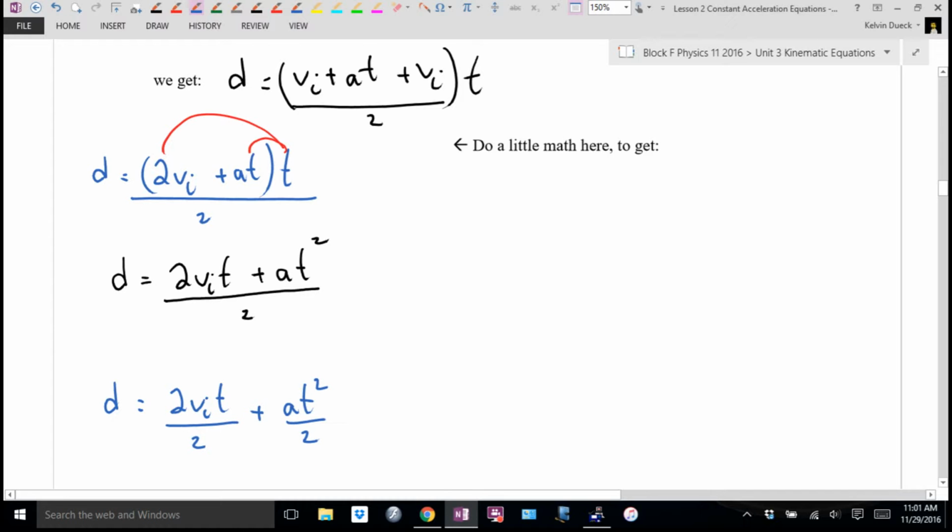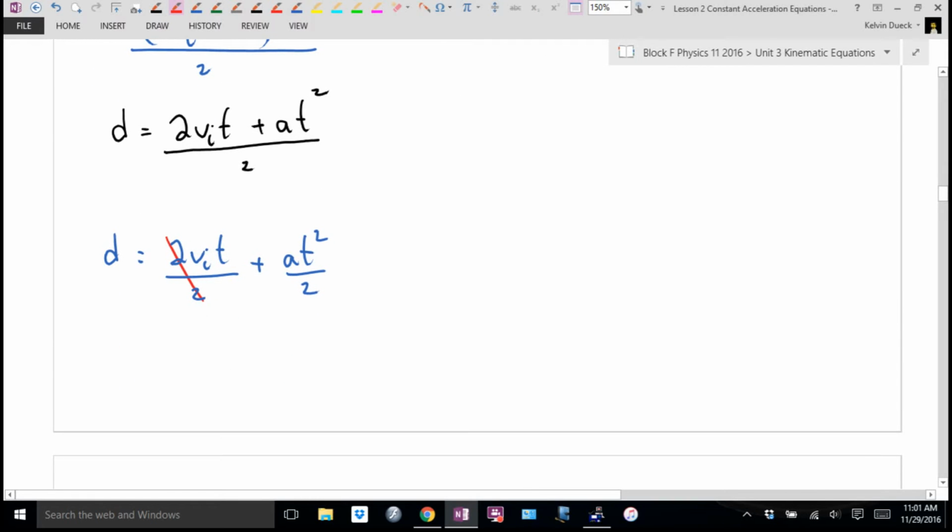Aaron, all I did was split up that big fraction and said each of them is over 2. Now, why did I do that? Because in this first fraction, I have a 2 on top and a 2 on the bottom. What happens to those 2's? And this is going to give us our final version of our distance equation.